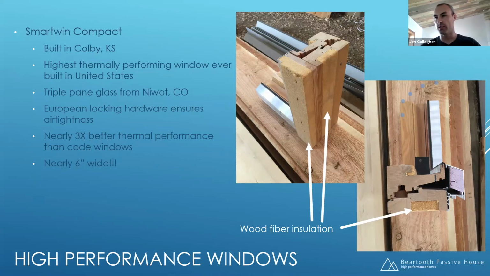And then I mentioned there's that comfort criterion that specifies that you can't have any surface that's below a certain temperature in your room or in your structure. So the triple pane glass helps with that. They're nearly 3 times better thermal performance than code windows. And this measurement from the outside face of this window to the inside face is 5 7/8 inches thick. So it's almost 6 inches worth of insulation.